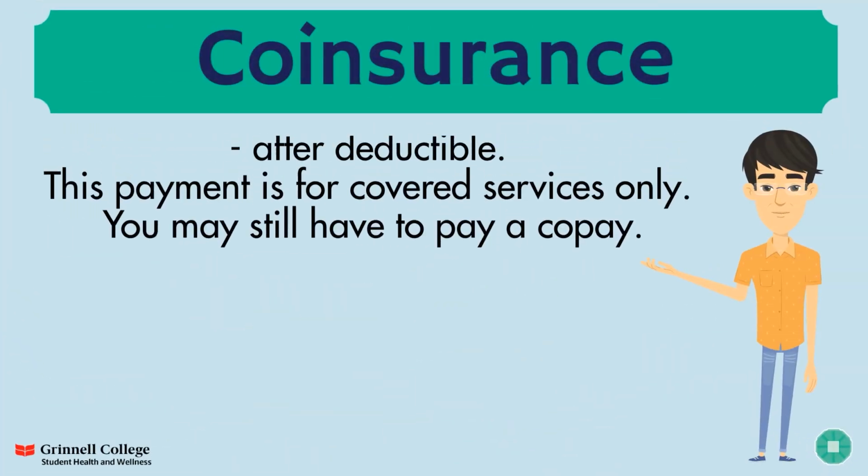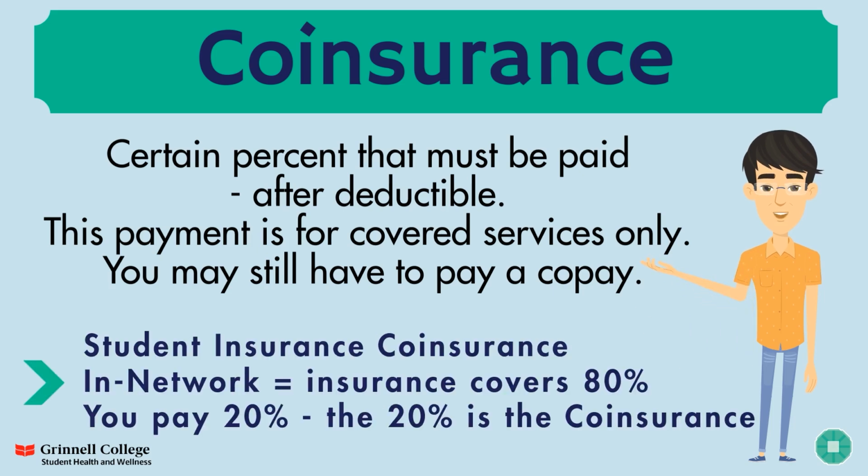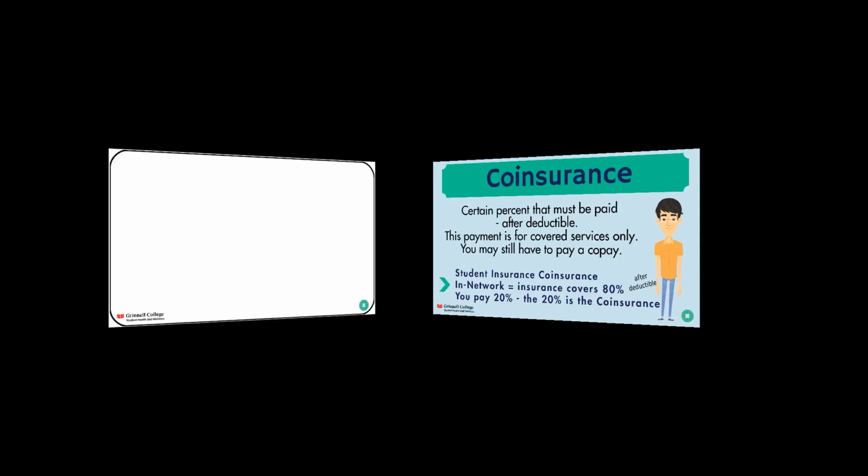Coinsurance. Coinsurance is a certain percentage that must be paid after deductible. This payment is for covered services only. You will still have to pay a copay. Now, I just used a lot of words, so let me use an example. The student health insurance covers 80% of in-network bills after deductible. You must pay the $250 deductible and then 20% of whatever amount is left. The 20% is the coinsurance.